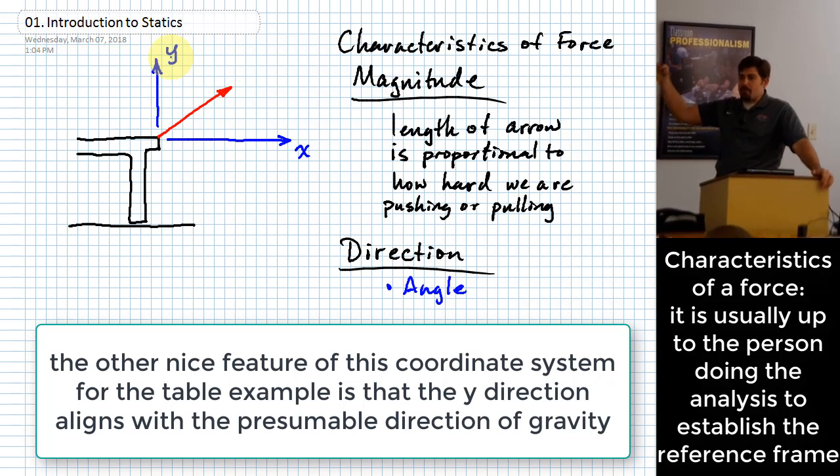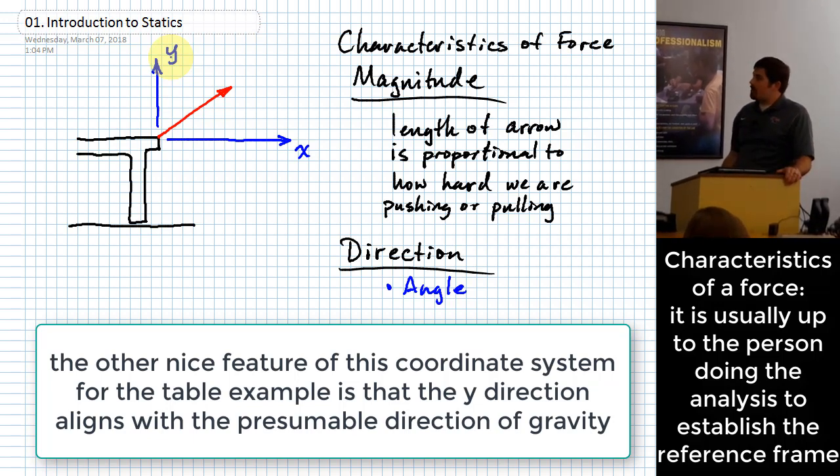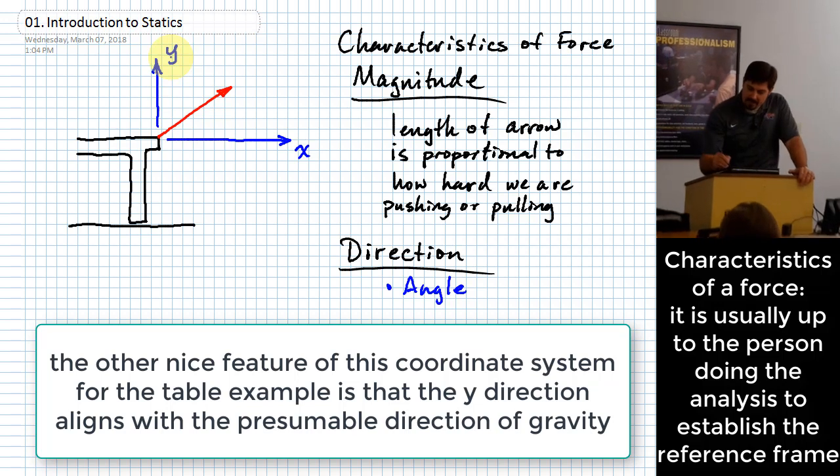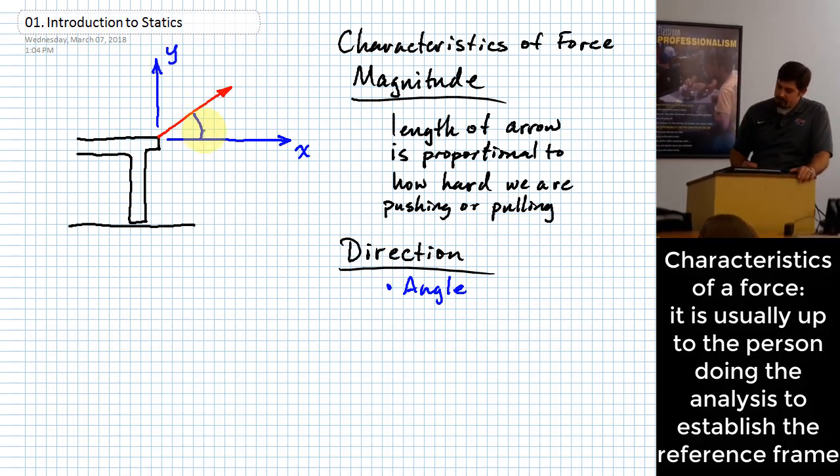They are established by the person doing the analysis, right? You as the engineer have to come along and say, I am going to establish a particular coordinate system or a particular reference frame so that I can make my measurements relative to that reference frame. Now that we have a reference frame, it makes sense that we might be able to establish something like an angle.